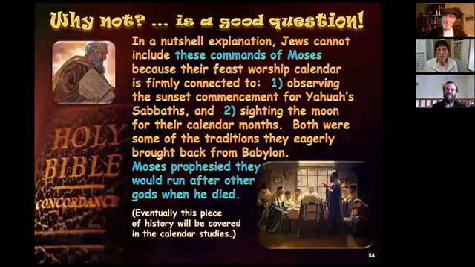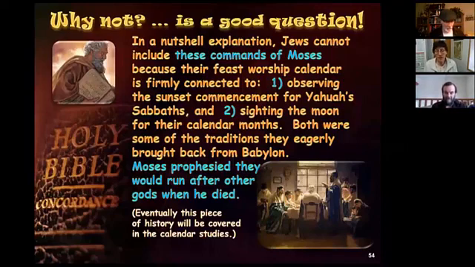But just in a nutshell, to ask this question, why are these 2 commands of Moses not in the 613? The Jews cannot include these commands of Moses because their feast worship calendar is firmly connected to, number 1, observing the sunset commencement for Yahuwah's Sabbaths and feast Sabbaths and festivals. And number 2, they're citing the moon for their calendar months. Both were some of the traditions that they eagerly brought back from Babylon. That is a huge study in history.